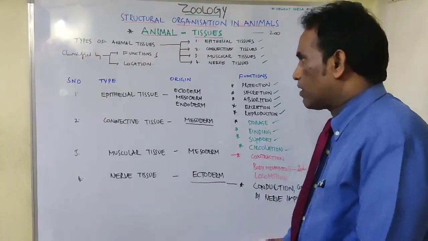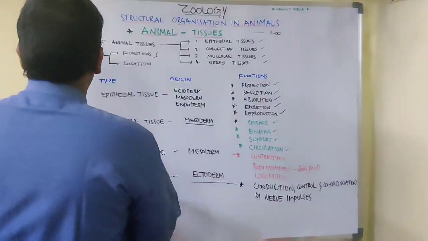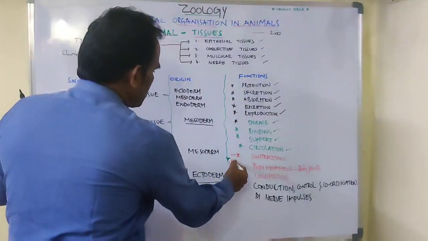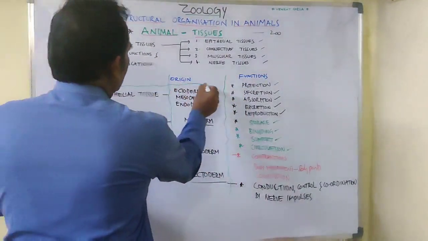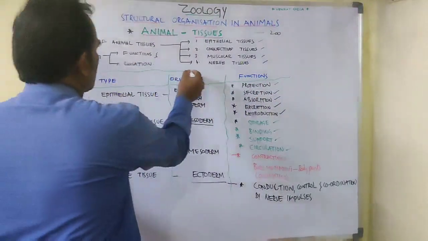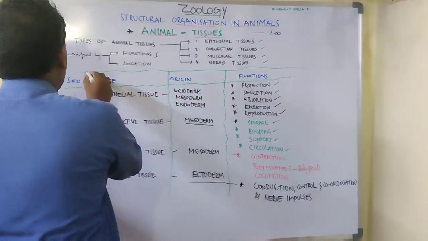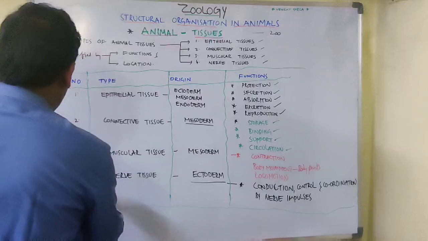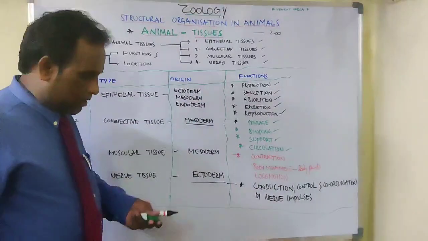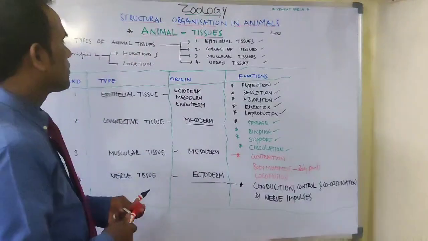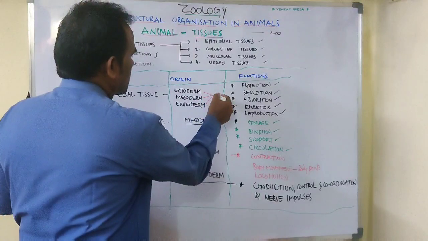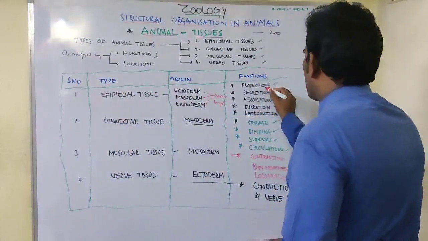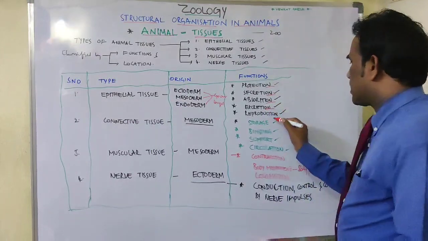So these are the four types of tissues: epithelial tissue, connective tissue, muscular tissue, and nerve tissue or neural tissue, with their origin, location and functions. Epithelial tissue is the only tissue that originates from all three germ layers. Its functions are protection of inner parts of the body, secretion, absorption, excretion and reproduction.